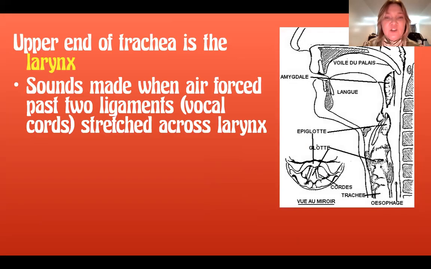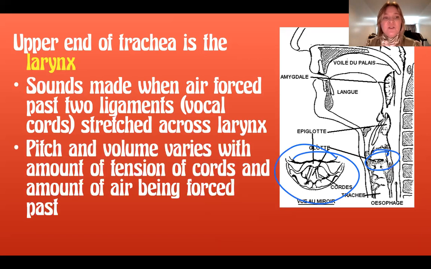Now, at the upper end of the trachea is something called the larynx. The larynx is basically your vocal cords, because if you look here, this is like a top-down view into the top of somebody's throat. And you see here, that's where it's located, right at the top of the trachea. There are two ligaments that are stretched across the larynx. So as air pushes past those two vocal cords, they vibrate just like a guitar string. If you pluck the guitar string, it makes a sound.